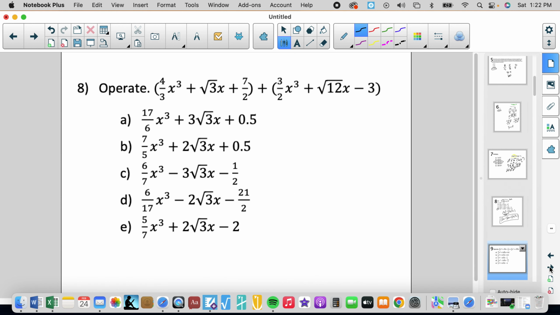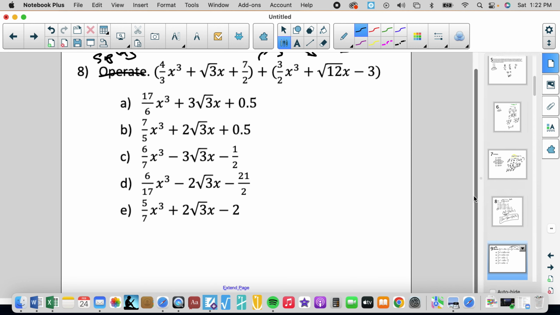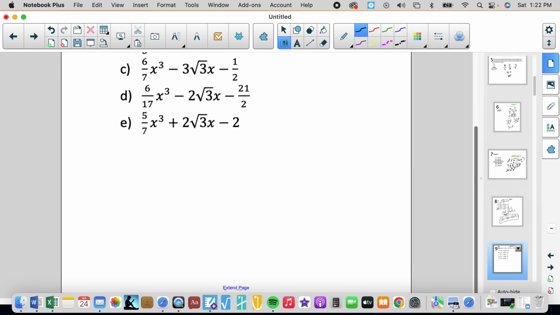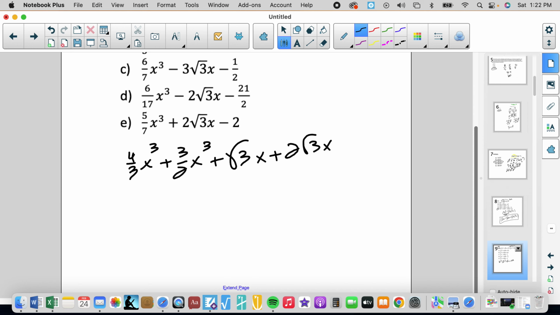Number 8, I love this terminology they use, operate. Okay, I'm going to operate, aka simplify. So we will simplify. We have addition across addition isn't going to do anything, so we're just adding like terms. I'm going to write that down a little bit lower because I'm going to run out of space. So we have 4/3 x cubed plus 3/2 x cubed plus rad 3x plus, we're going to simplify that to 2 rad 3x plus 7/2 minus 3.